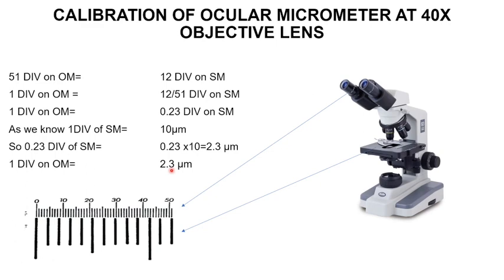You can observe that as you are moving from 4x to higher magnifying power of the objective lens, I mean 4x to 10x, then 40x, the value of the ocular micrometer division is decreasing. It means that the image of the division of the stage micrometer is increasing as the magnifying power is increasing. The stage micrometer is on the stage, and as the magnifying power of the objective lens is increasing, the image for the stage micrometer is also increasing.